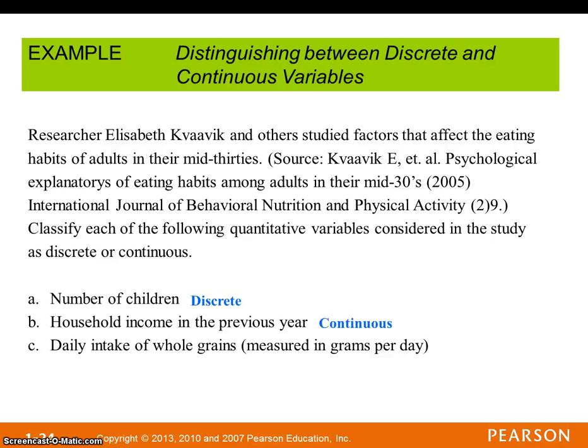Household income, that would be continuous because, I guess it might be discrete in the sense that it can vary by a penny, but it's essentially continuous. You could have one person who makes $100,000 and another person who makes $100,000 and a penny, so it's essentially continuous. And then the daily intake of whole grains, unless you're measuring each individual grain, that would be continuous.